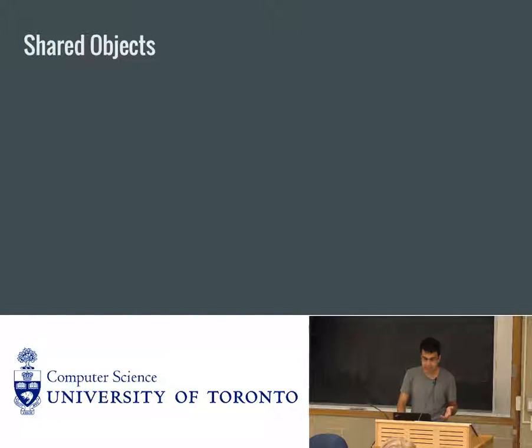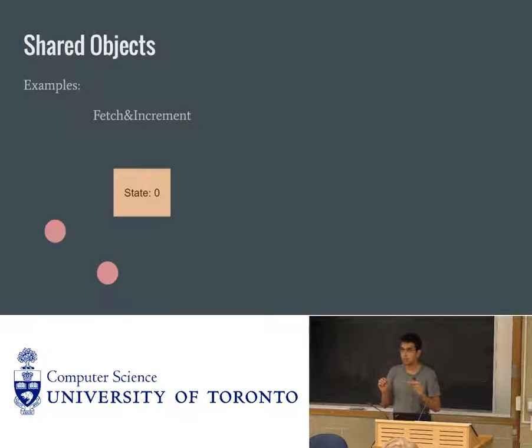Some examples include the fetch and increment object. This has a single atomic instruction, which is the fetch and increment instruction that was introduced. So suppose you have two processes. If one process calls fetch and increment on the fetch and increment object that's initially in state 0, it will get back the value 0, and the state changes to 1. Similarly, another process calling fetch and increment will get back the value 1, and the state changes to 2.